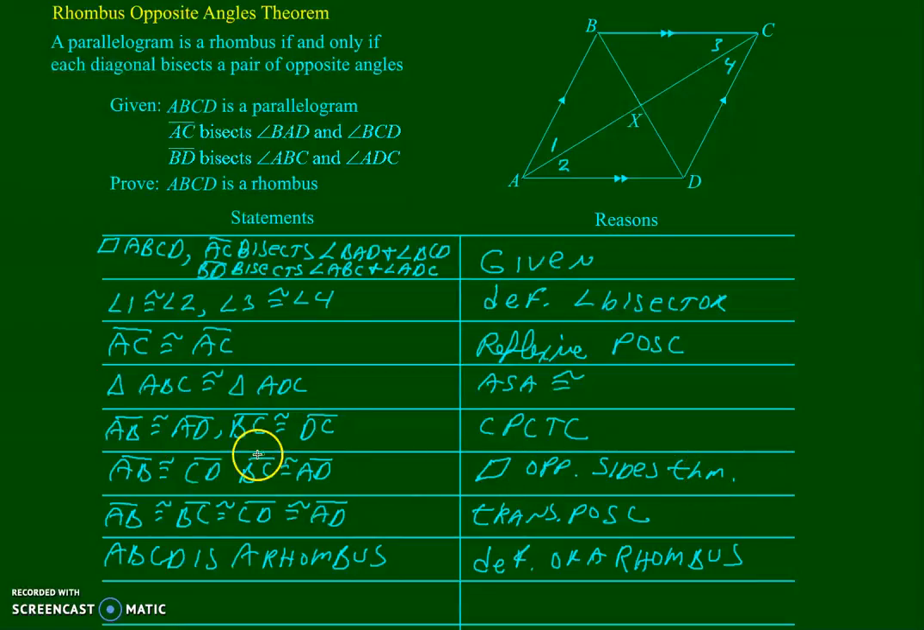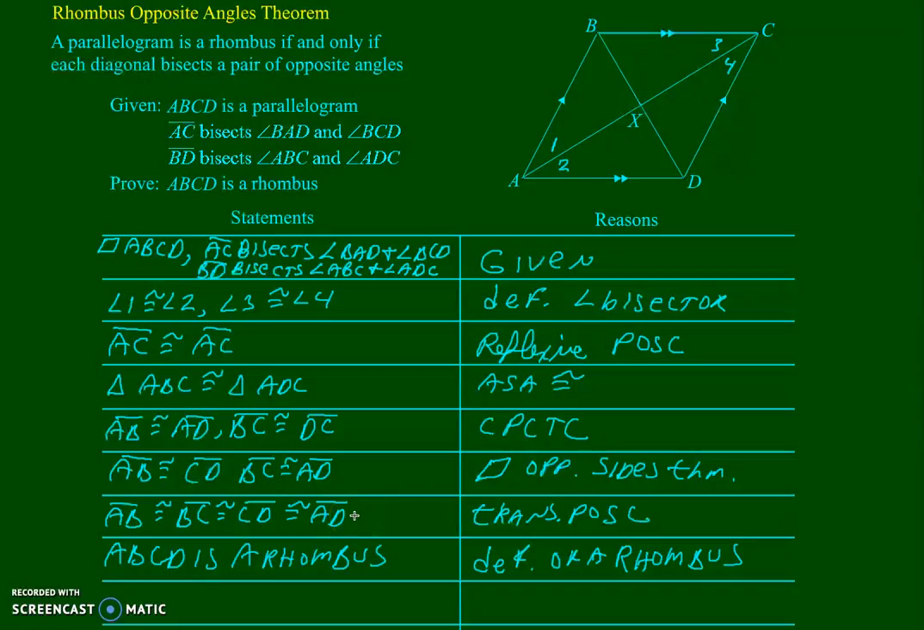Now that we've got all these congruent statements in here, you should see the pattern. AB goes to AD, AD goes to BC, BC goes to DC, DC goes back to AB, and therefore all the segments are congruent to each other. So AB is congruent to BC, which is congruent to CD, which is congruent to AD. That's the transitive property of segment congruence. Then finally, we can say that ABCD is a rhombus because of the definition of a rhombus. A rhombus is a parallelogram with four congruent sides, and here are the four congruent sides.